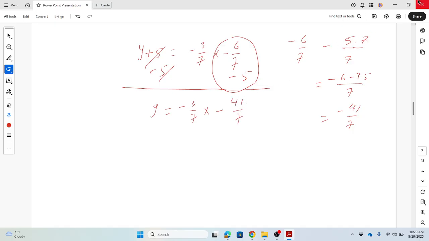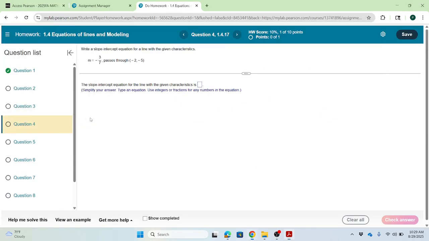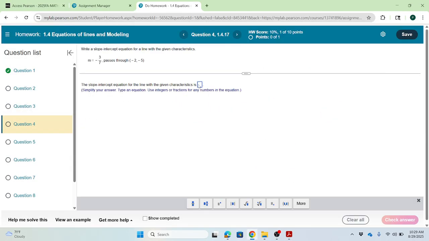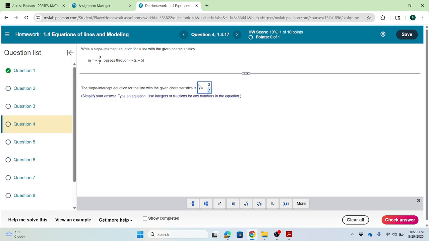So this is the answer for the slope-intercept form. So y equals negative 3 over 7x minus 41 over 7. So that's the slope-intercept form.